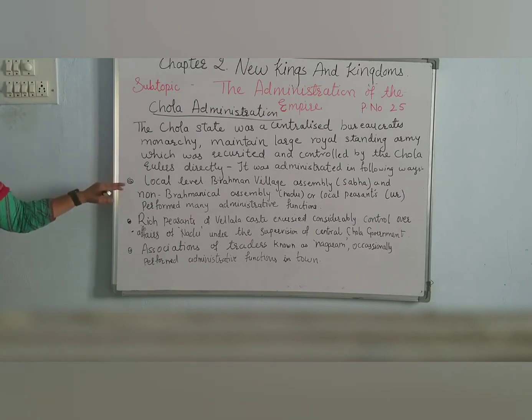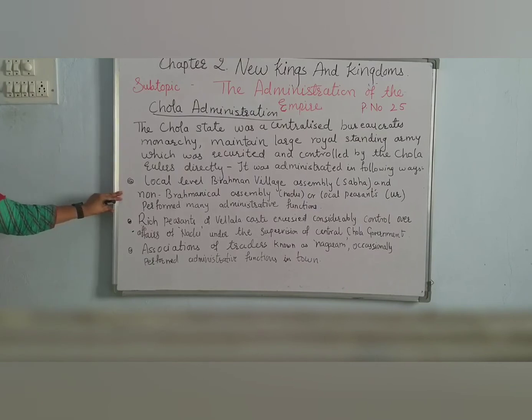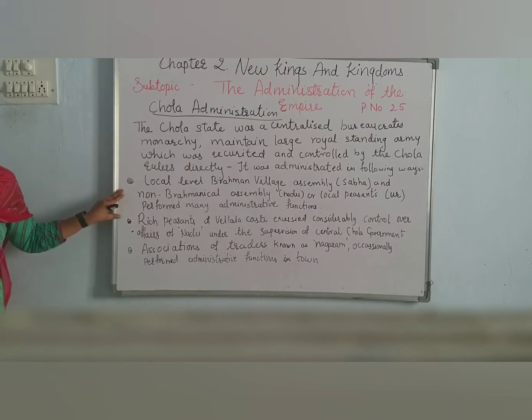Then we will discuss the local level, how they conducted their assemblies. Now what are the assemblies they used to conduct? At the local level, the Brahmin villages' assembly is called Sabha, and the non-Brahmin assembly is called Nadu. Those who are a group of peasants, that is Nadu, or a local peasant assembly, is called Ur. All of them performed administrative functions, even including collecting taxes and justice. They used to give justice as well as collect taxes.